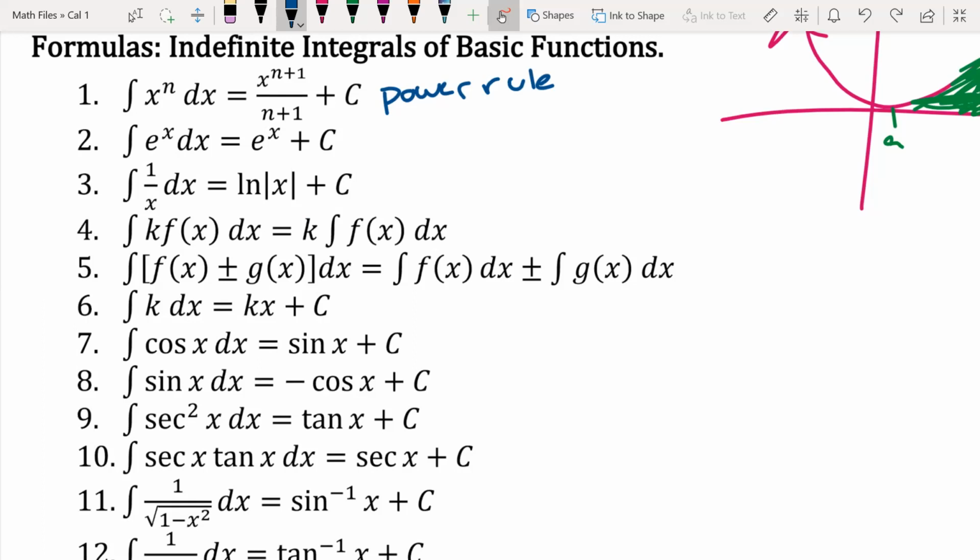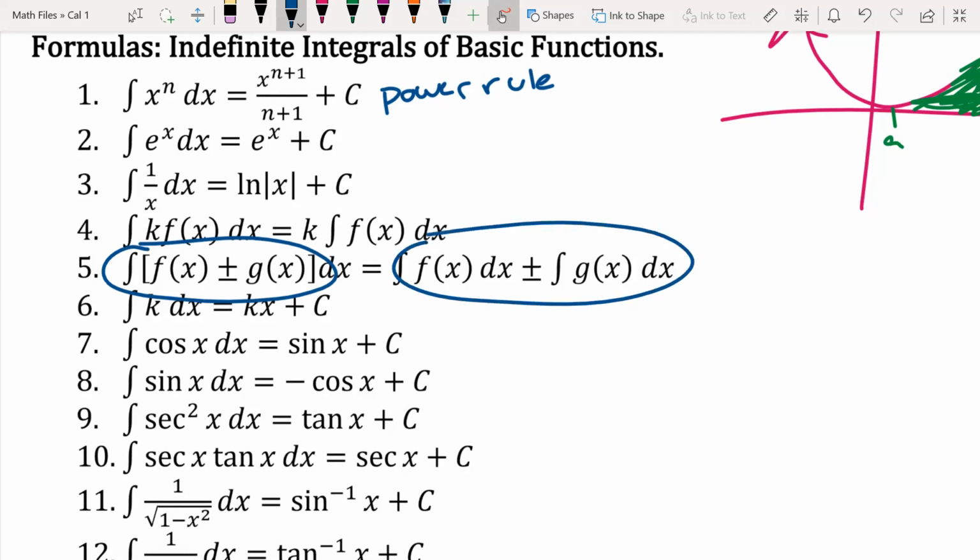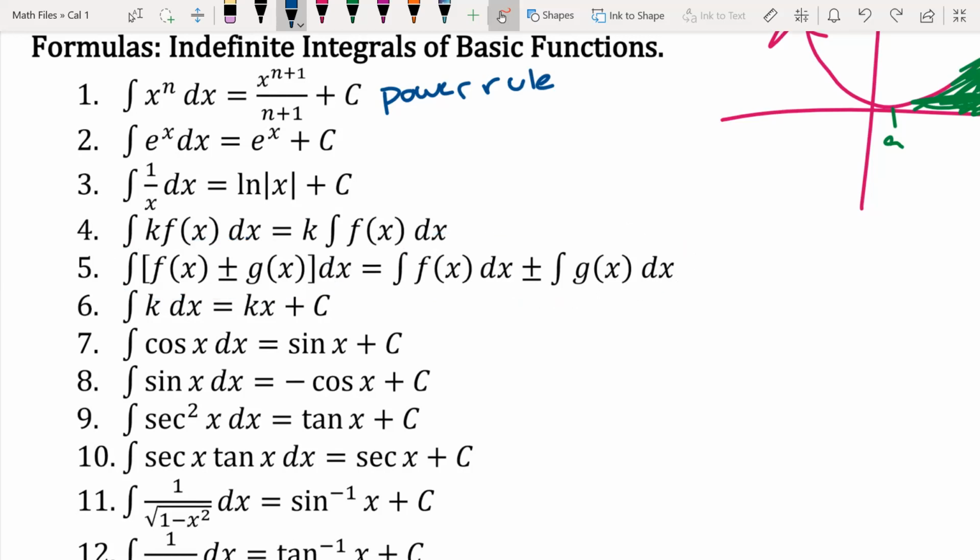5, the integral of two functions. So if you have the integral of f of x plus or minus g of x, you can split this into multiple integrals. You can make it the integral of f of x plus or minus the integral of g of x. However many functions are in your integral, that's how many times you can split it up. Number 6 is called the constant rule for antiderivatives. The integral of some constant k all by itself will be kx plus c. So this is our constant rule.